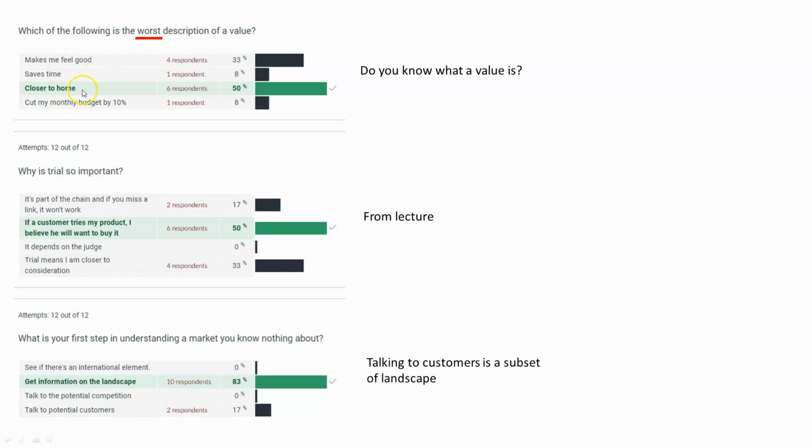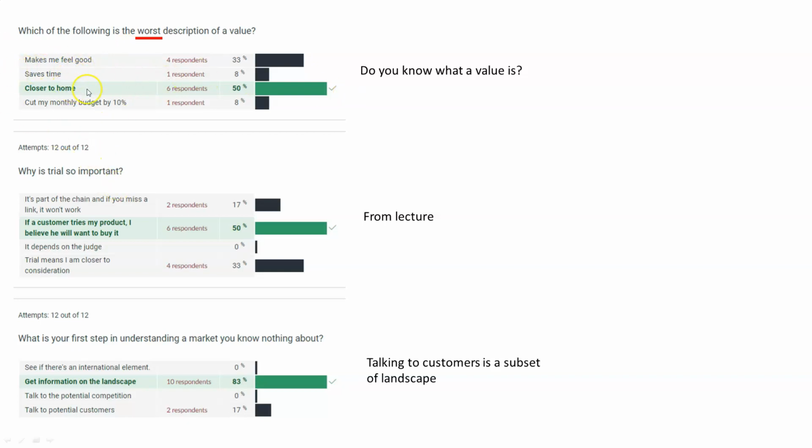"Saves time." Yes, that's utility. "Closer to home." Yes, that's also utility. "Cut my monthly budget by 10%." That's economic. So now I've got it down to these two answers. What is the better answer? This question wasn't a simple question, but I consider it to be medium hard. Saves time is universal. Pretty much time is universal to everybody. So the more time you can have, the better it is.